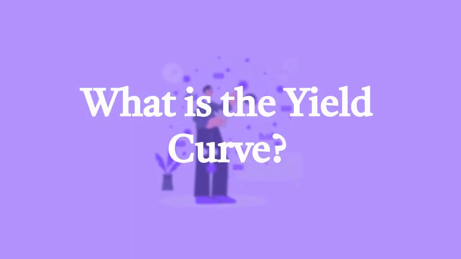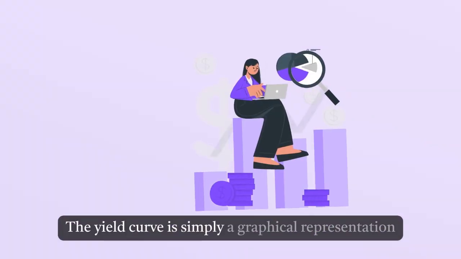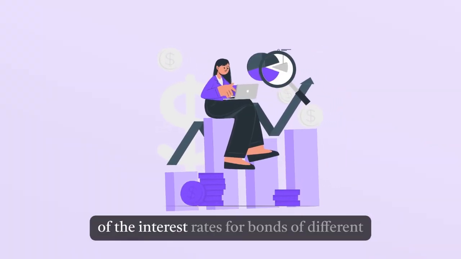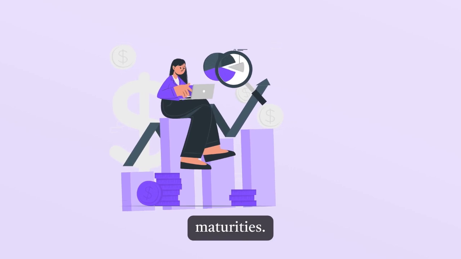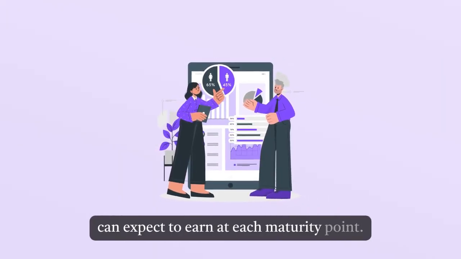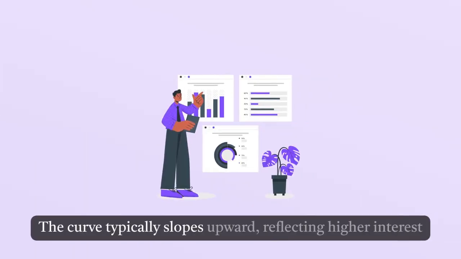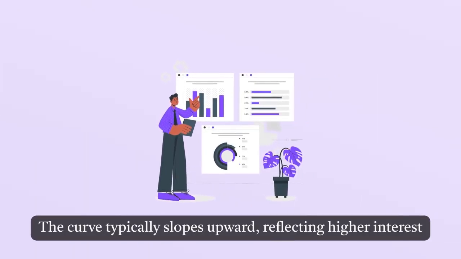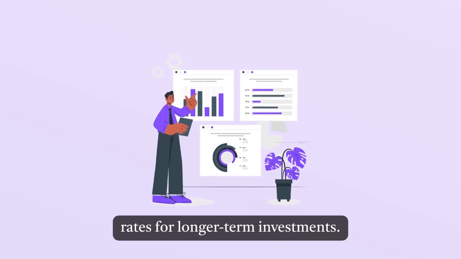What is the yield curve? The yield curve is simply a graphical representation of the interest rates for bonds of different maturities. It shows the yield or return an investor can expect to earn at each maturity point. The curve typically slopes upward, reflecting higher interest rates for longer-term investments.